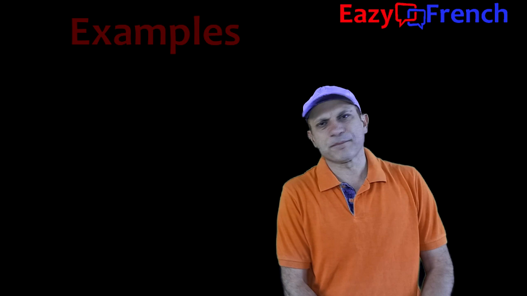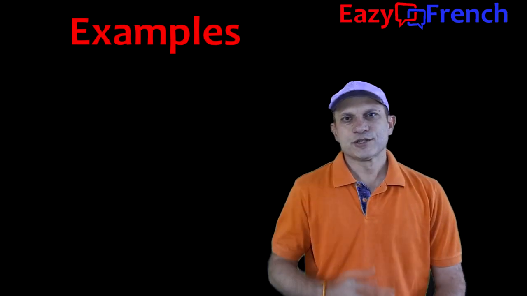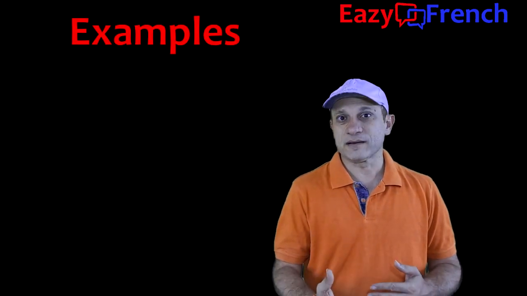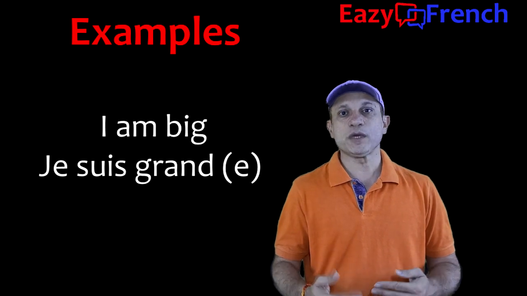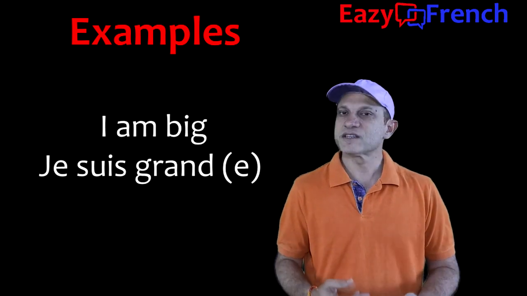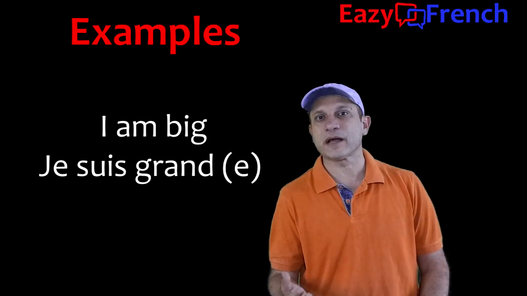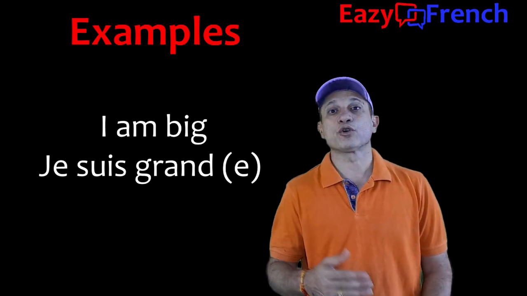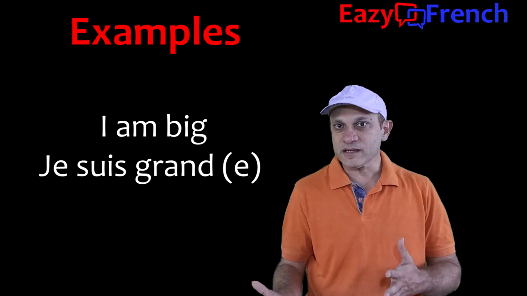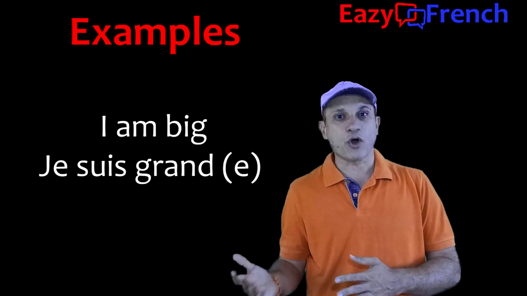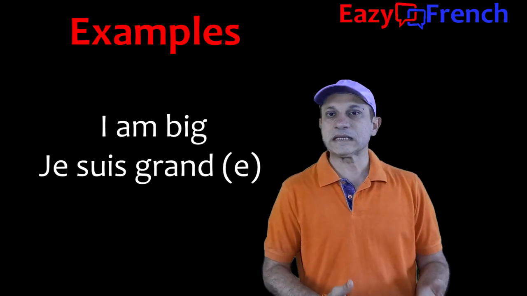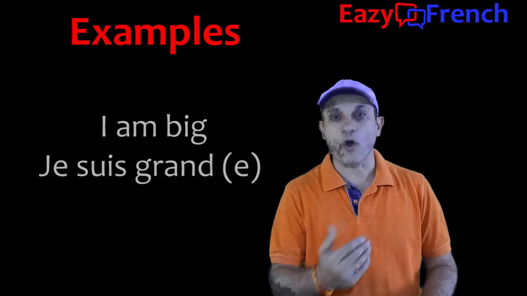Let me show some examples of how to frame the sentence. So if I want to say I am big, it is je suis grand. Remember to put an E at the end for the feminine, and the pronunciation changes to grande. So if a girl is saying, it is je suis grande, but for the masculine it is je suis grand.